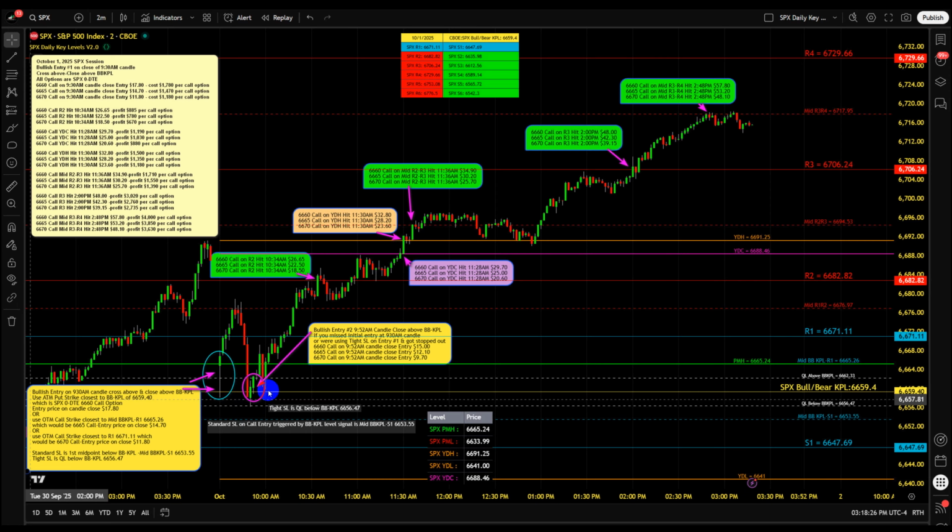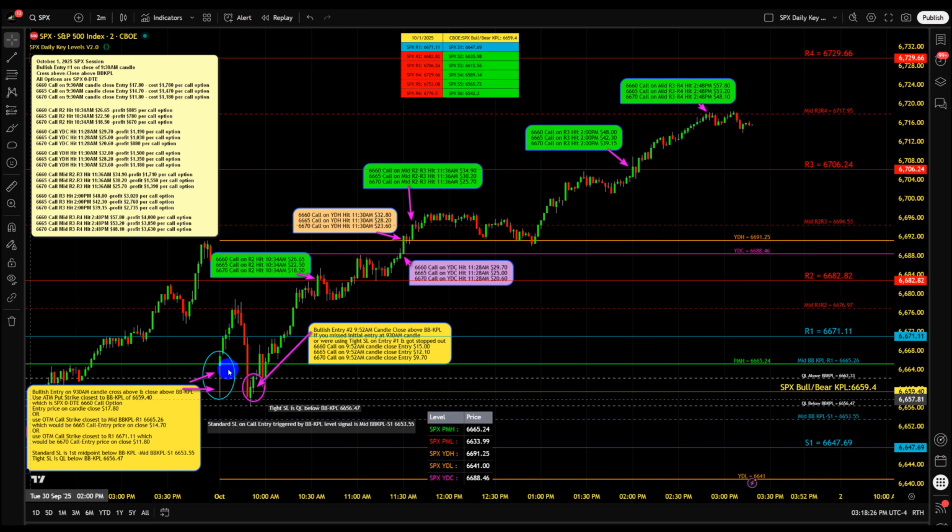And then here are the prices here. These prices are slightly less compared to these prices because it's a little further on into the session, as well as this cross and close here is a little closer to the BBKPL compared to this one. So as you can see here, the entry on the 6660 call at the 9:52 a.m. candle here was $15. The 6665 call was $12.10, and the 6670 call was $9.70. So if you did get stopped out here because you used a tight SL, then you could have re-entered here.